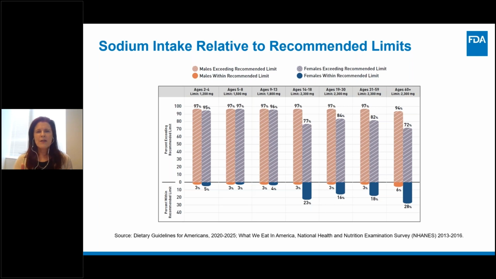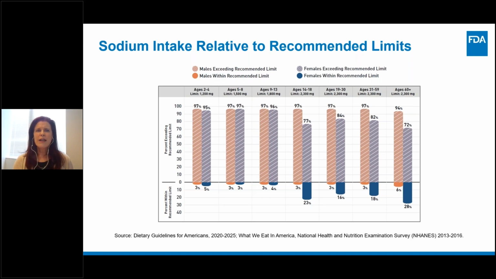In 2019, it was a chronic disease risk reduction level of 2,300 milligrams per day, so the level not to exceed in order to reduce your risk of chronic disease for those that are 14 years and older, and that's less than 2,300 milligrams per day for younger children.